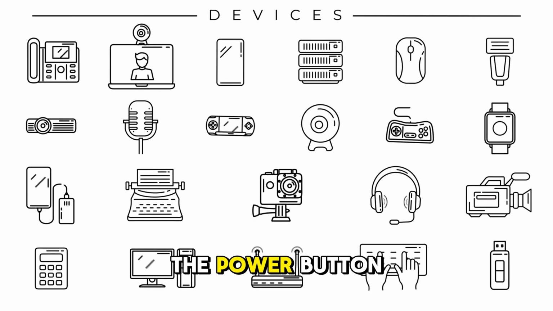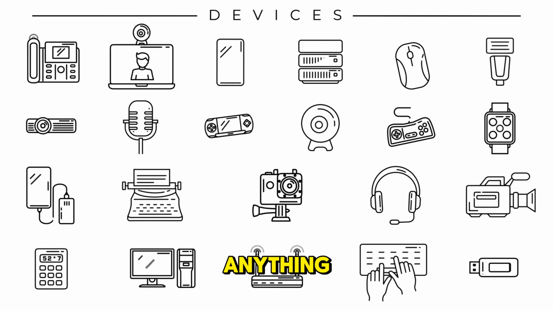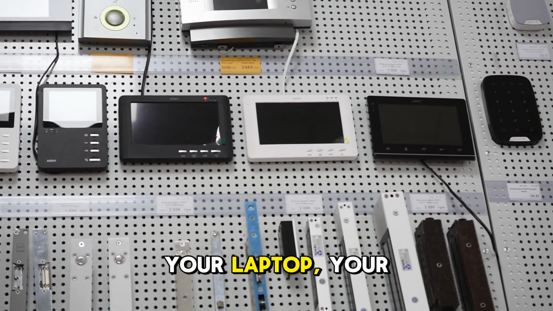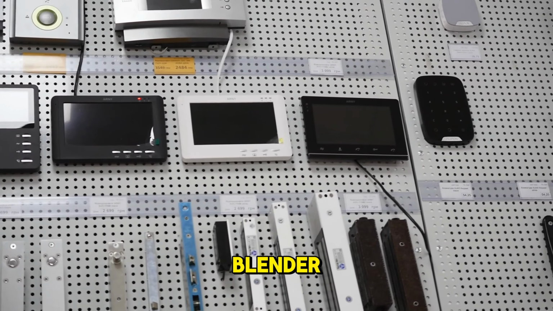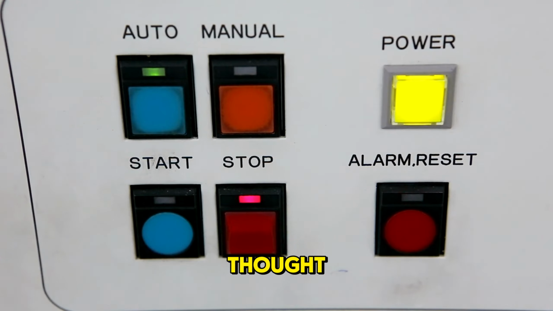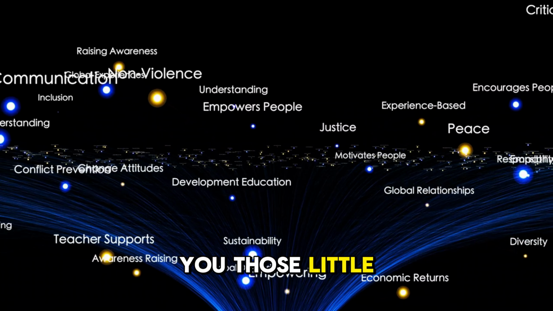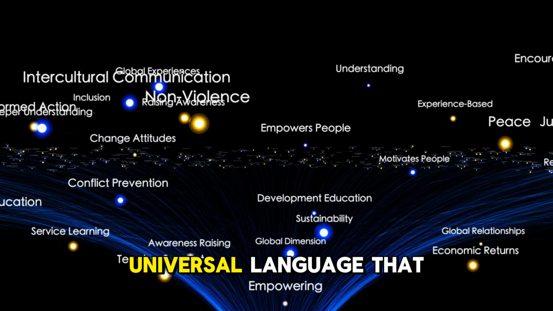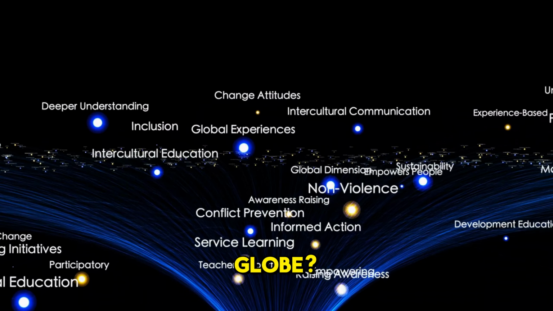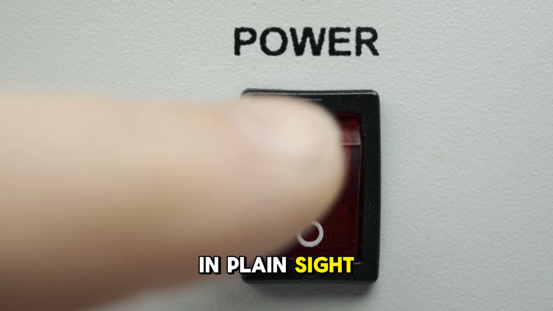Ever stared at the power button on, well, pretty much anything, and thought, what's up with the I and the O? It's on your phone, your laptop, your TV, even your blender. You press it every single day without a second thought. But what if I told you those little symbols are part of a secret universal language that connects billions of people and devices across the globe? A language hiding in plain sight.